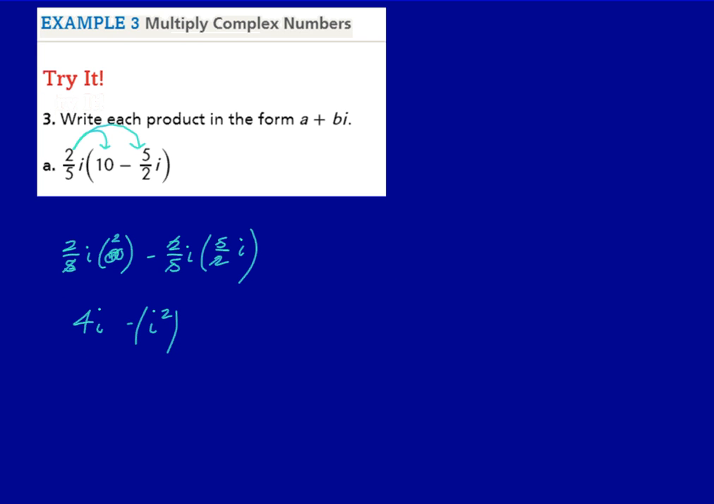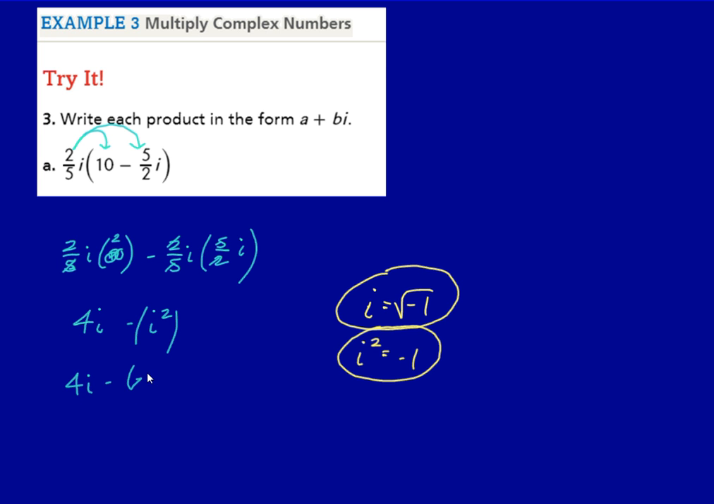Now, one thing that I said I was going to bring back later that we need to know is that if i equals the square root of -1, we could square both sides, and the square root goes away. i squared equals -1. That is important to know. You should know both of these statements: that i is the square root of -1, and i squared by default is -1. So what I have over here really is 4i minus -1, so it's 4i plus 1, negative times negative.